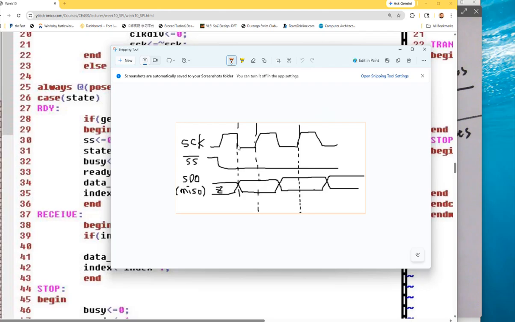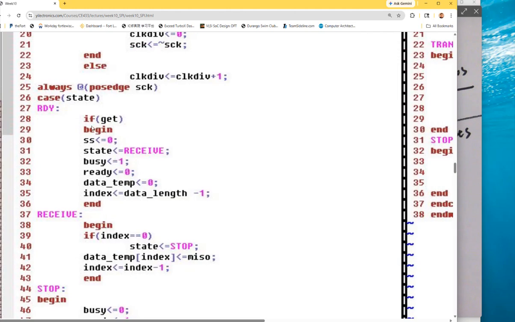And the falling edge will do what? It will place the data on the data line, which you don't have to program over here. Why? Why don't you have to program the falling edge stuff over here?